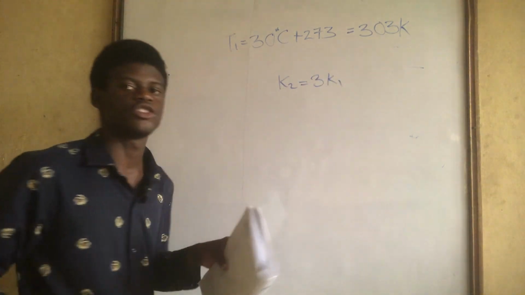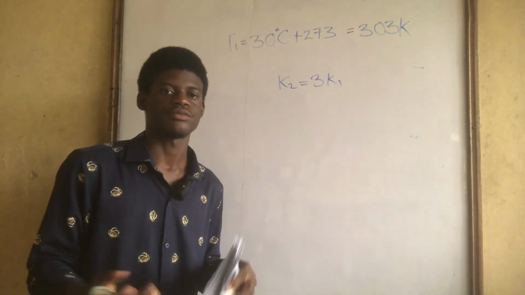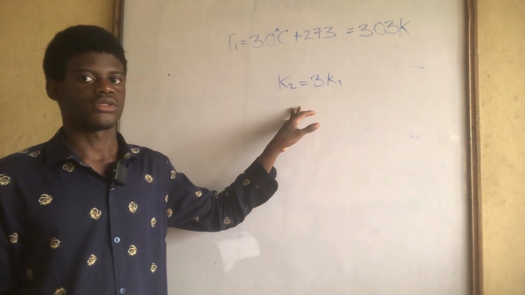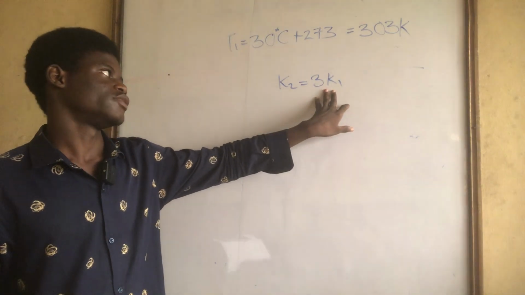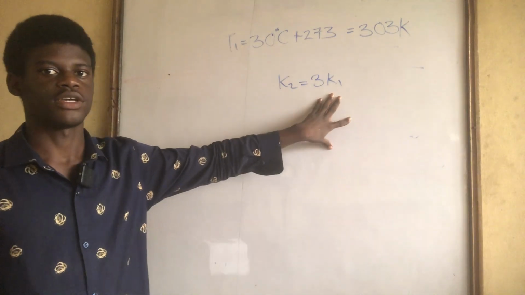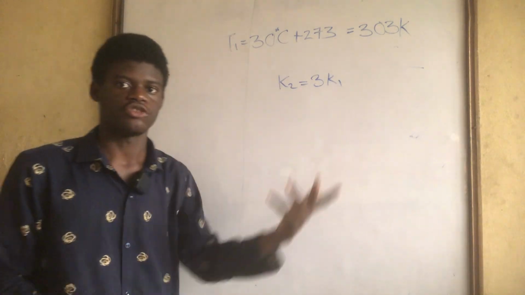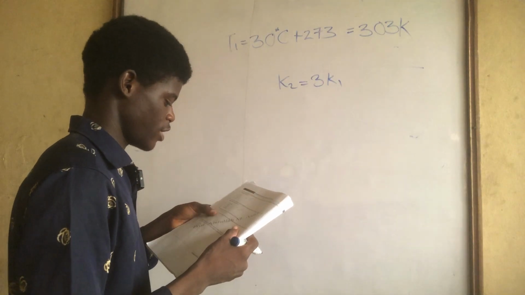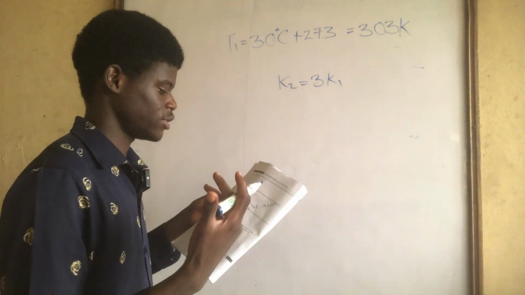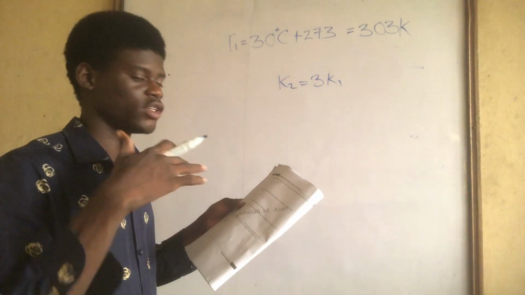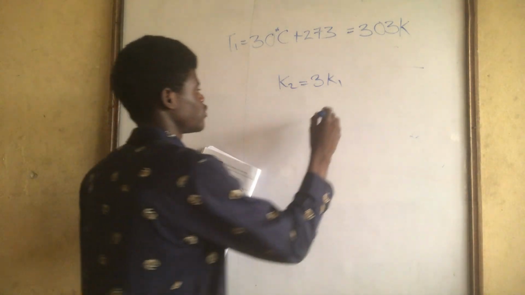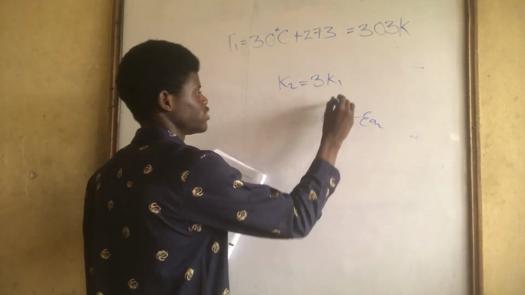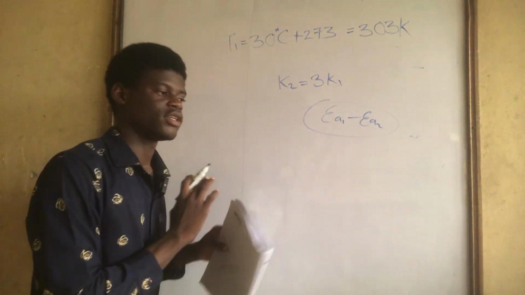Because for it to triple the reaction rate, that means the rate constant of the second reaction is 3 times that of the first reaction. They're not asking us for the rate constant; they're asking by how much the activation energy was decreased. That means they're asking us for EA1 minus EA2, the change in the activation energy.